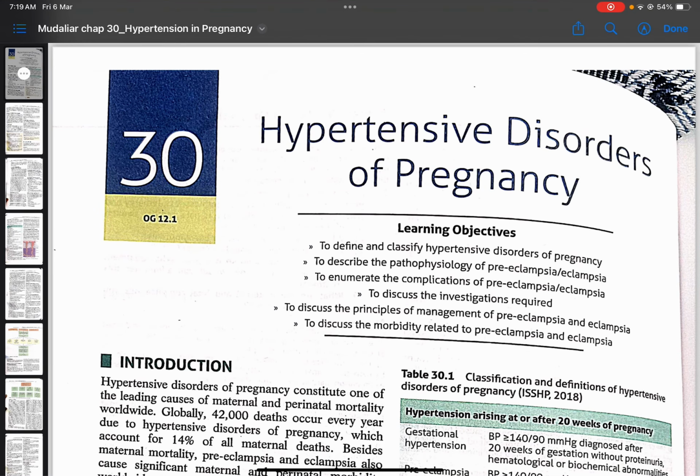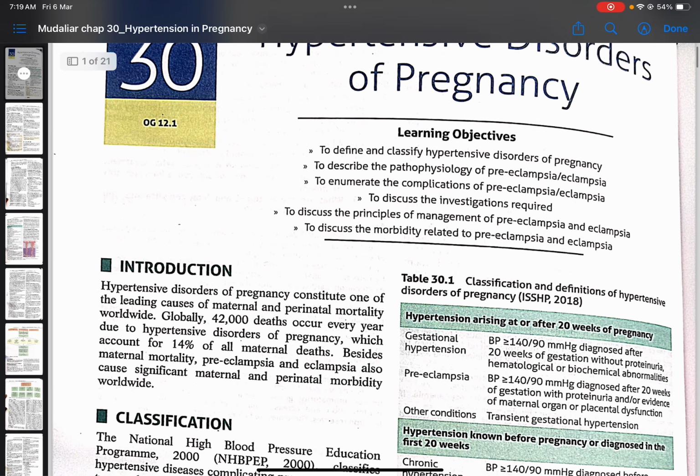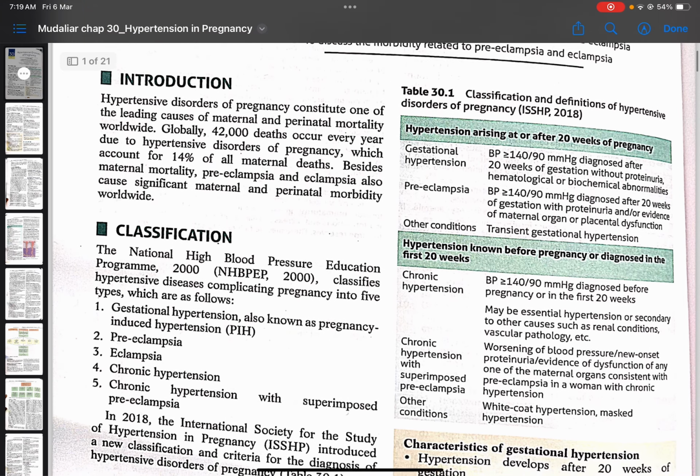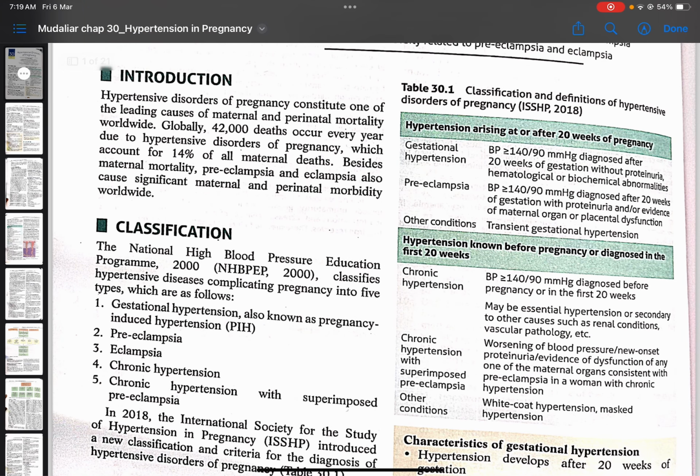So yes, we will be learning about the 30th chapter, hypertensive disorders of pregnancy. Hypertensive disorders of pregnancy constitute one of the leading causes of maternal and perinatal mortality worldwide. Globally, 42,000 deaths occur every year due to hypertensive disorders of pregnancy, which account for 14% of all maternal deaths. Besides maternal mortality, preeclampsia and eclampsia also cause significant maternal and perinatal morbidity worldwide.